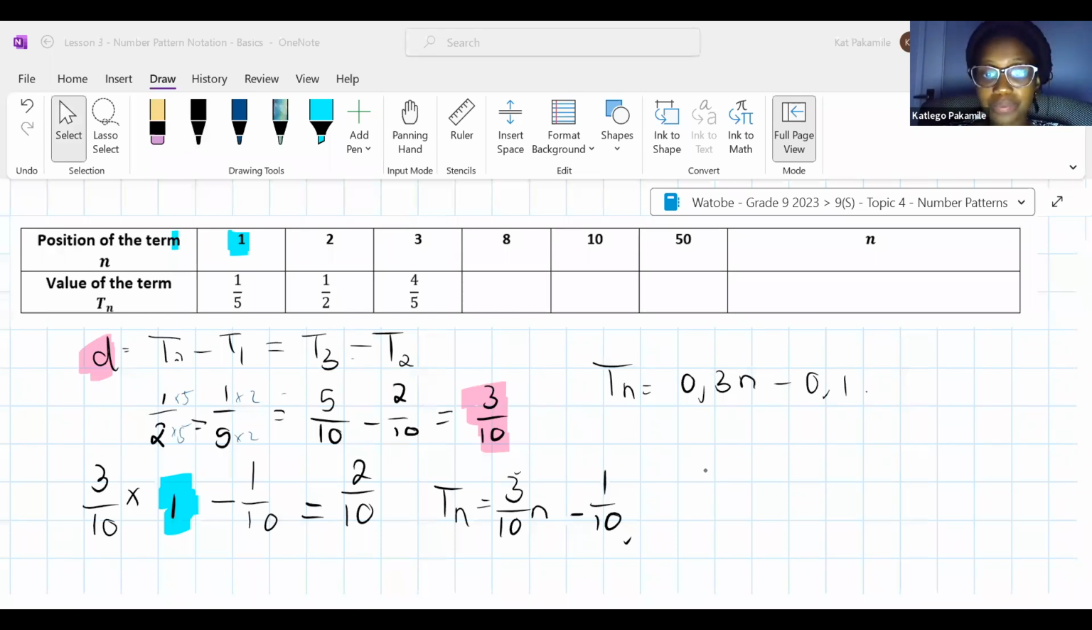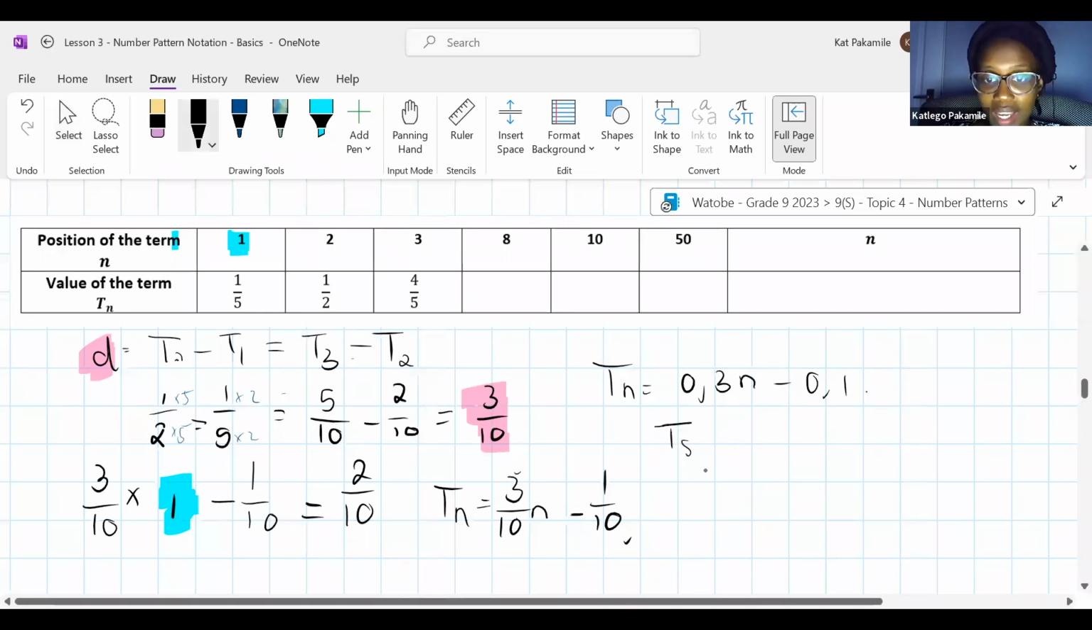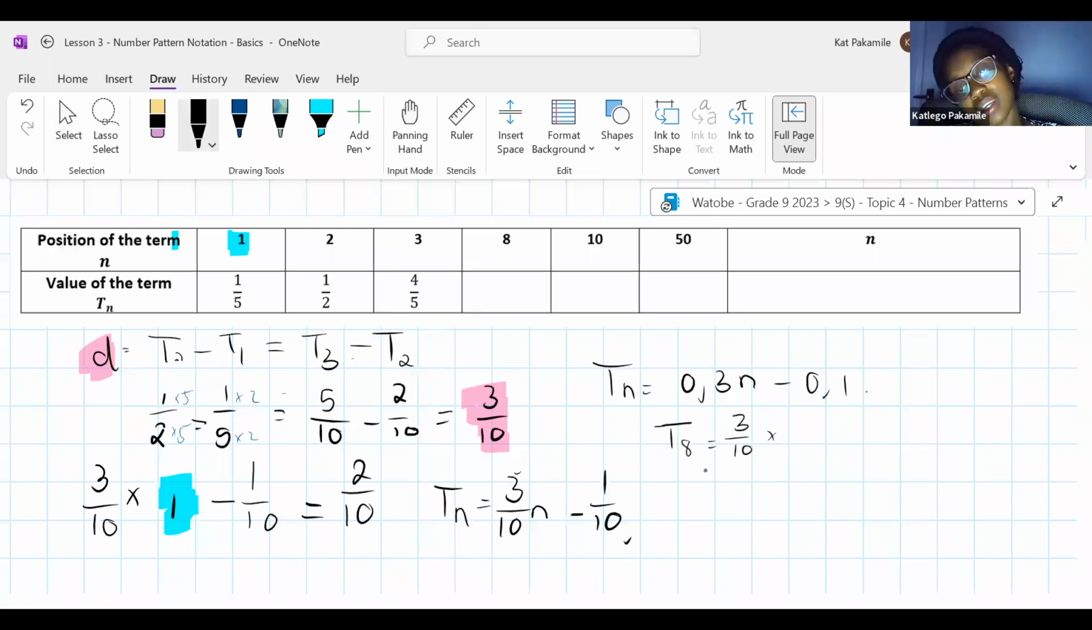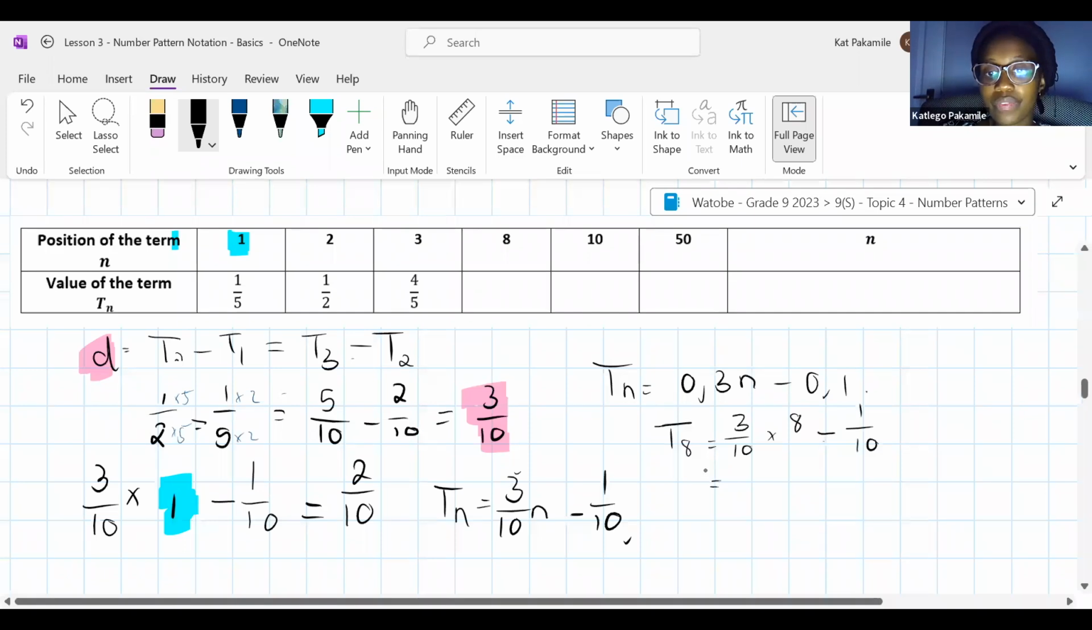Okay. So it's 3 over 10, times T8. T8 equals 3 over 10 times 8 minus 1 over 10. Beautiful. Which will give me 23 over 10. 23 over 10. Okay, I'm not sure, but let's do it step by step.